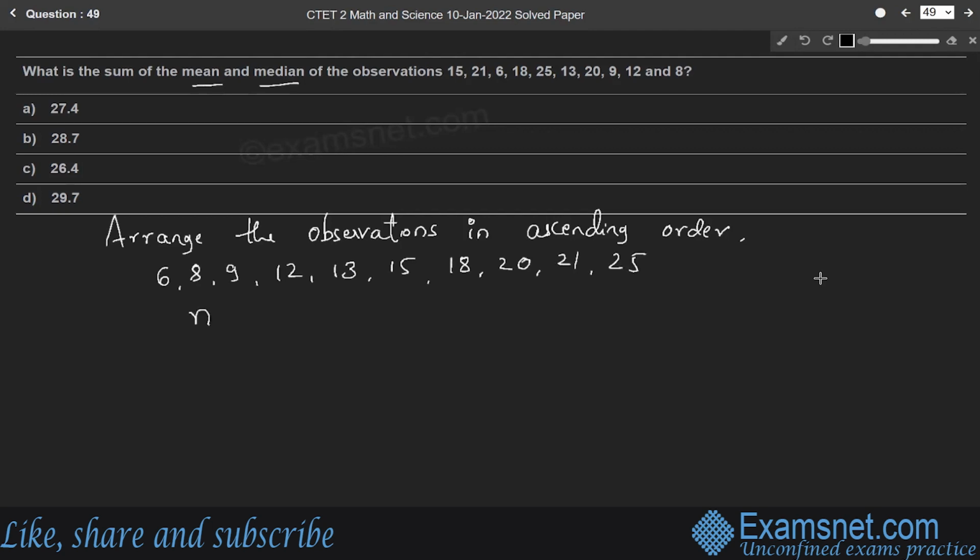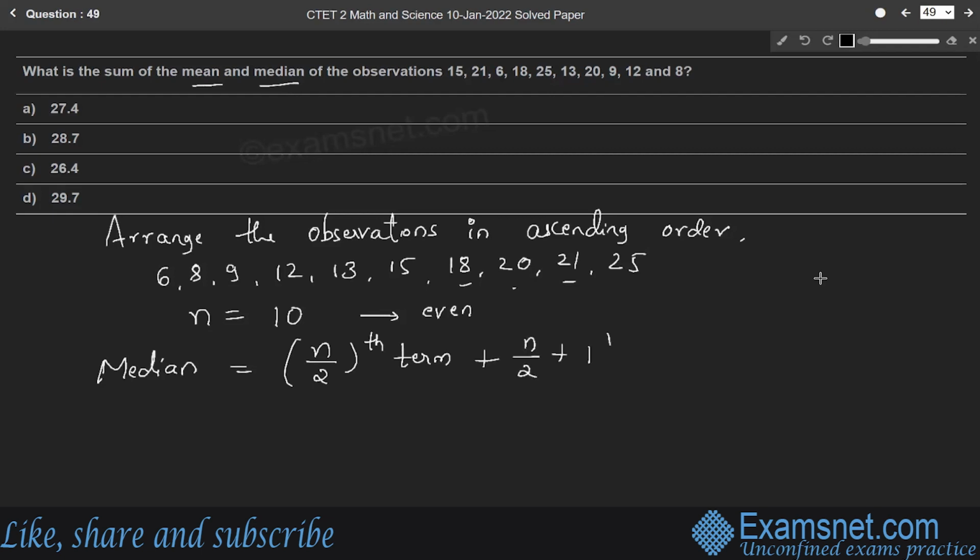Here, the number of terms is equal to 10. So 1, 2, 3, 4, 5, 6, 7, 8, 9, 10. So n is equal to 10. So for an even number of observations, median is equal to the n by 2th term plus the n by 2 plus 1th term, divided by 2.